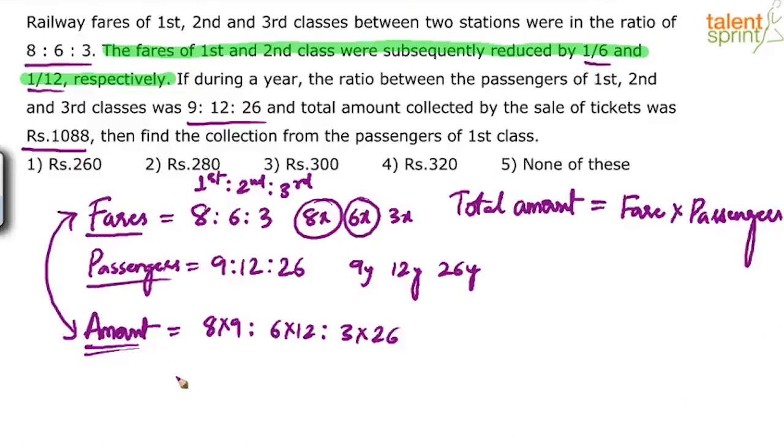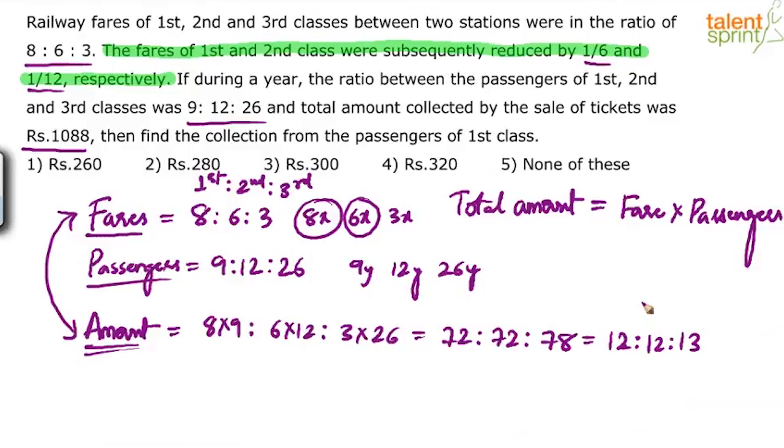You able to follow? So, what we can do is, to reduce the complexity, let us directly reduce the amounts by the given values. First of all, let us simplify this, right? 8 into 9 is 72, 6 into 12 is 72, and 3 into 26 is how much? 78. So this is in the ratio of 12 is to 12 is to 13.